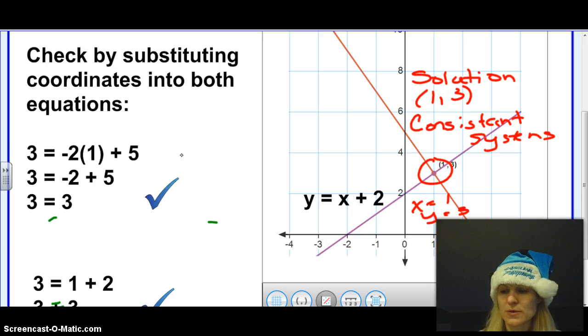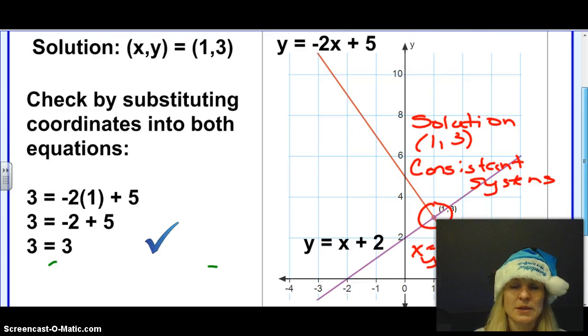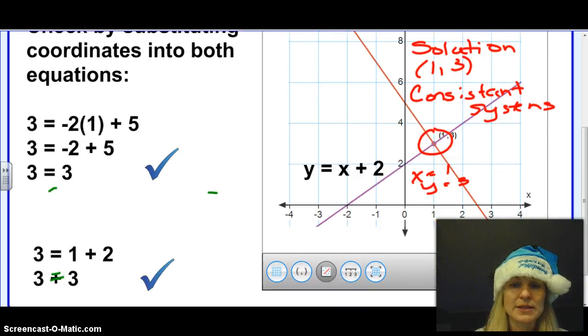So if I look at this first equation here, which was y equals negative 2x plus 5, I'd plug in my 1 here and my 3 here. So here's my 3 as my y, my 1 as my x. We work out the math and I get 3 equals 3. So that works.